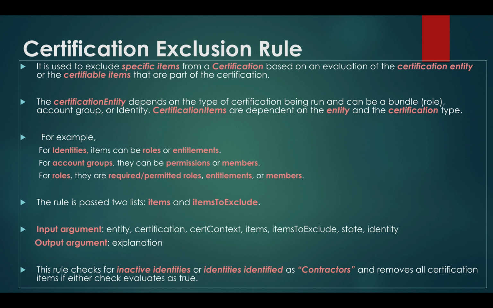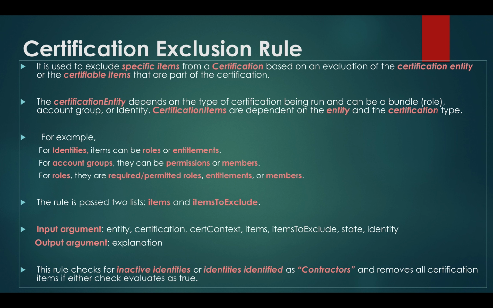Besides aggregation and connector rules, the implementation of rule also comes into certification. So certification is generally a collection of access reviews. In that case, whenever we want to execute a certification, items are generated. So if we want to omit or exclude some of the certification items related to a certification entity, then we can execute a certification exclusion rule.